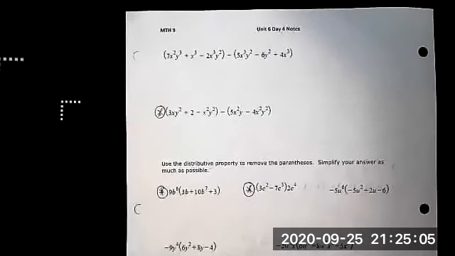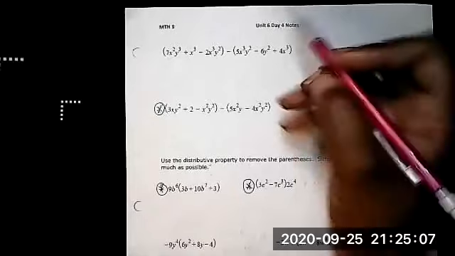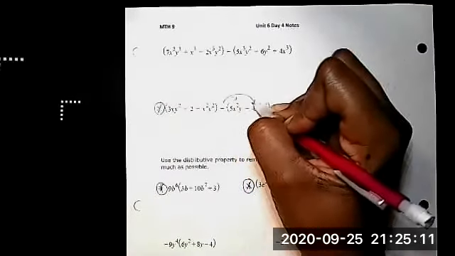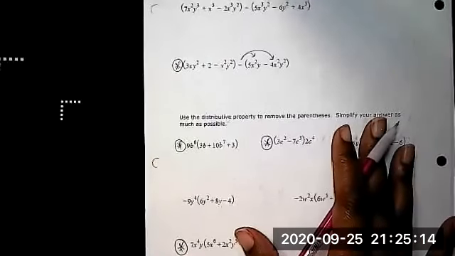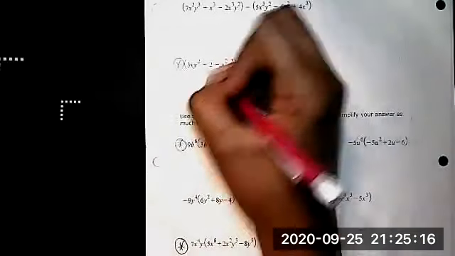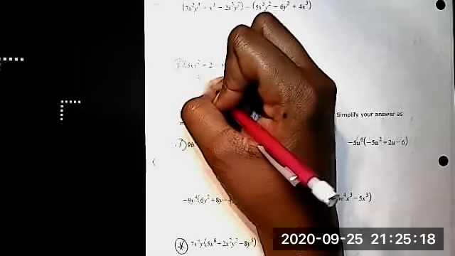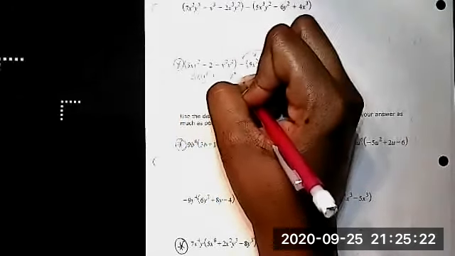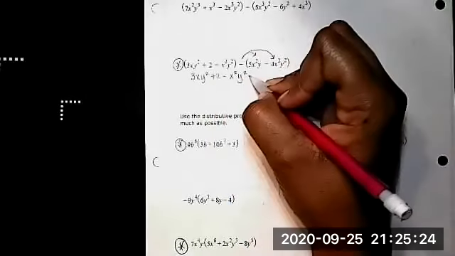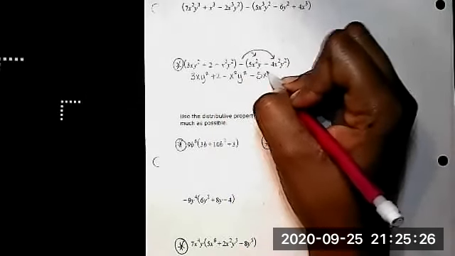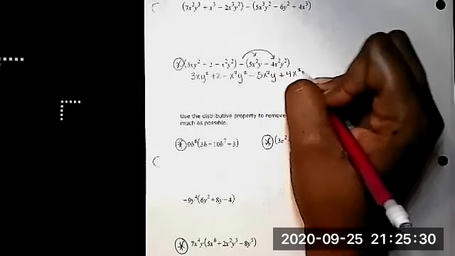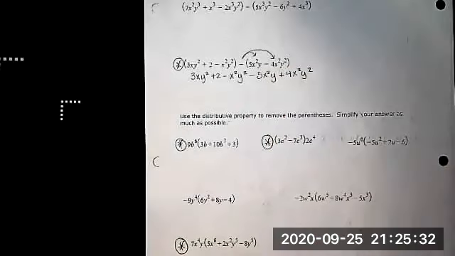Again, this is the same concept, a little bit more difficult because of the terms, and we'll talk about that once we get to it. So we do have to distribute that negative. Let's keep the first the same. 3xy squared plus 2 minus x squared y squared minus 5x squared y plus 4x squared y squared. As you see, I changed that sign there.